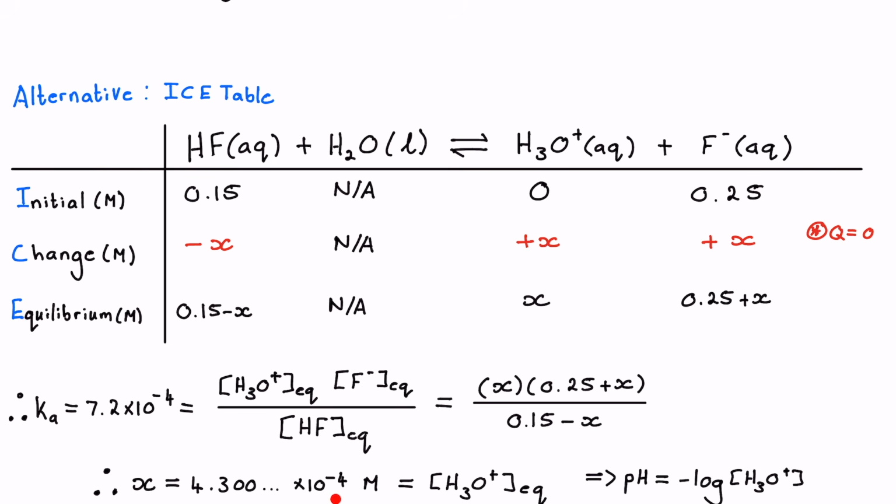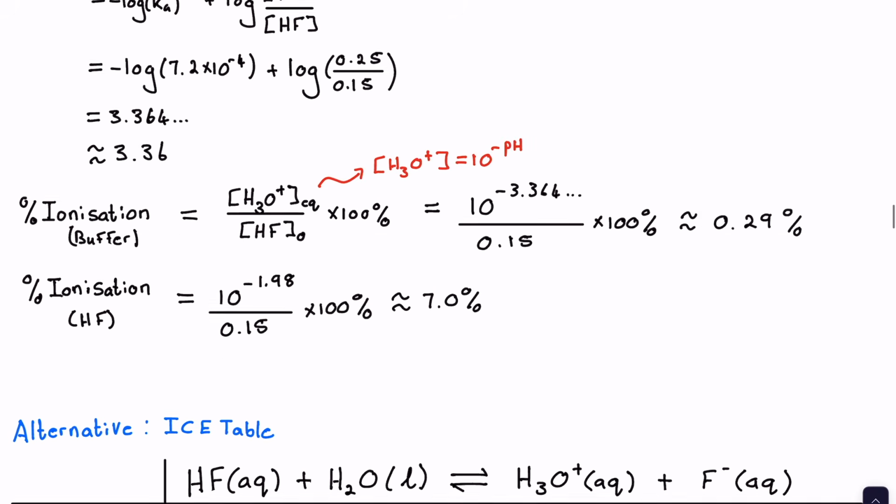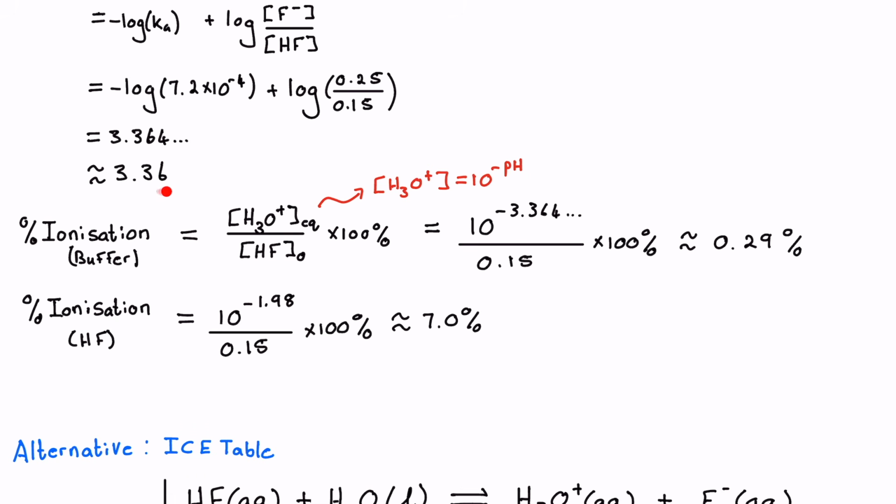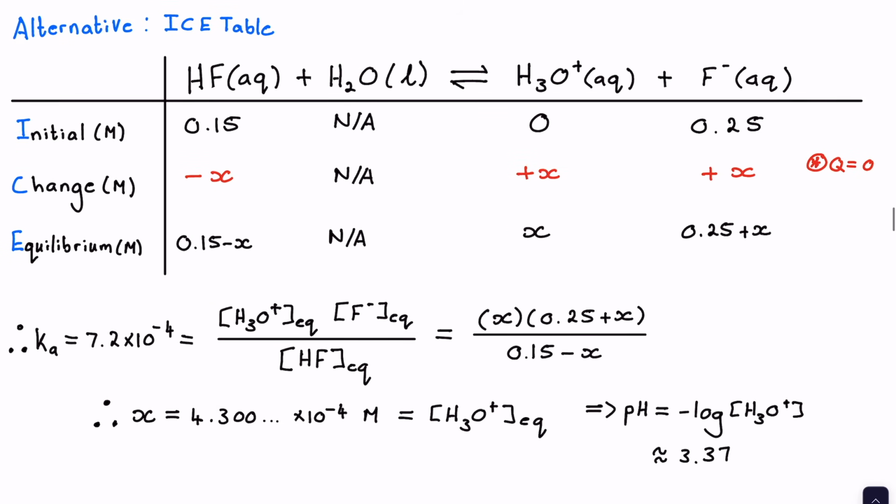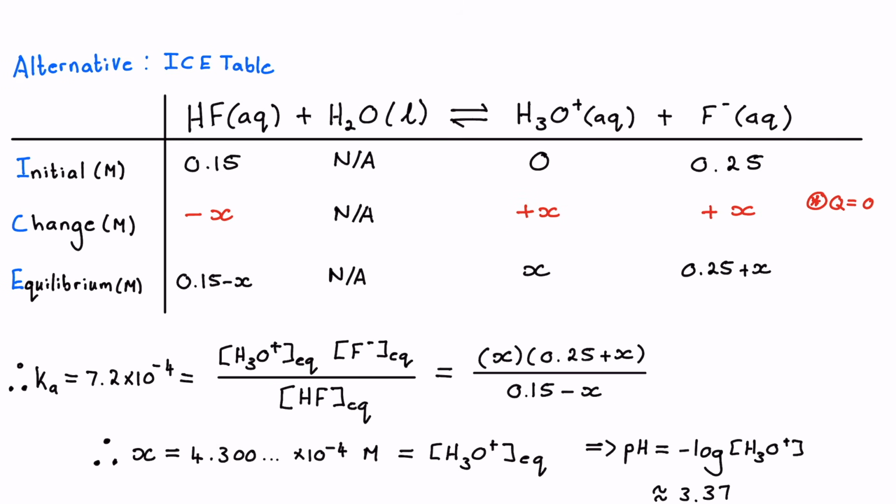I got 4.3 times 10 to the negative 4, and that's the hydronium ion concentration. Of course, the hydronium ion concentration can then give you the pH. And as you see, it's a very similar value. We get 3.37 compared to 3.36 from the Henderson-Hasselbalch equation. And that's quite comparable. So if, for example, you forgot completely how buffers work, you really can do it from the ICE table method. This is just a very long way.